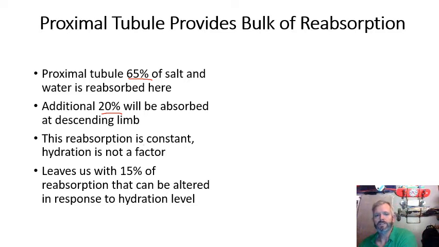Okay. One thing to note is this is constant. This is not factored in hydration. If you drink a lot of water, that's not going to affect it. We're still going to reabsorb 85% of what is going through here. Okay, that leaves us with 15% left. Right, and this is going to allow us to modify reabsorption later in the nephron due to hydration level. So we'll see how we do this later on as we get to the distal convoluted tubule and the collecting ducts.